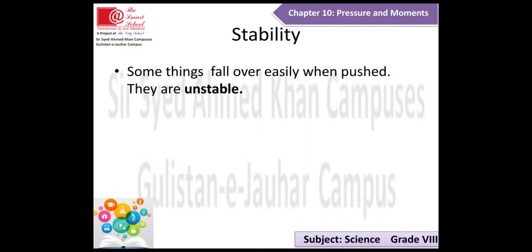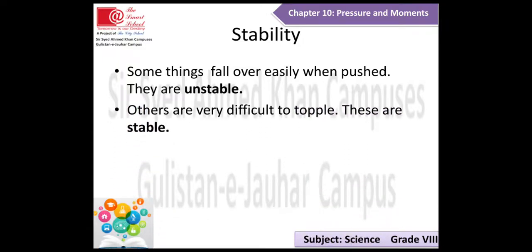Stability. Some things fall over easily when pushed. They are unstable. Others are very difficult to topple. These are stable. The stability of an object depends on how far it can be tipped before its weight moves outside its base. When this happens, the moment of the weight tips it over. Objects with a wide base and a low center of gravity are most stable. Designers use this fact to make their products safer. For example, the Bunsen burners used in the laboratory have a wide, heavy base. This makes them very stable.